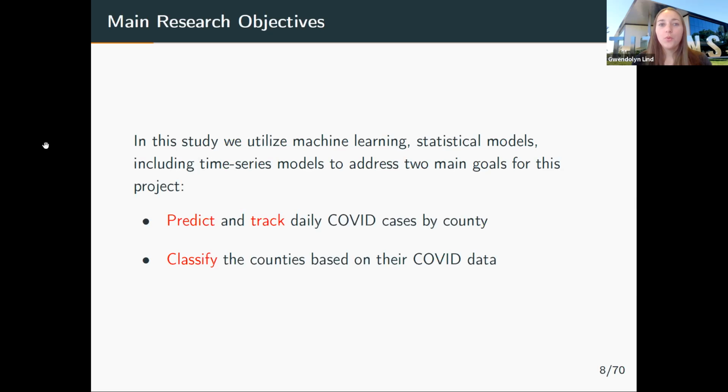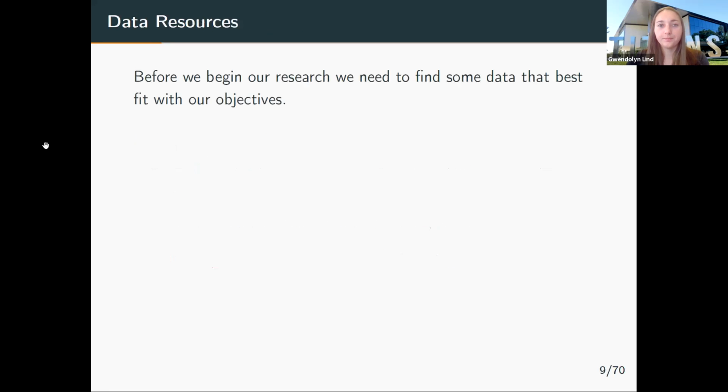Second, we wanted to classify the counties based on their COVID data. By identifying distinct features that cause a significant impact on our model, this can help create decision-making technologies to help handle this virus a little more. Before we begin our research, we need to find some data that best fit our objectives. We needed data on COVID cases, the number of people infected, COVID deaths, the number of people dying from this disease, and mobility data since the virus spreads rapidly through contact.